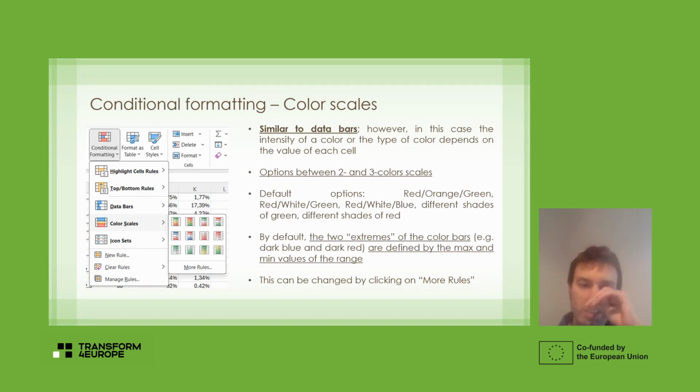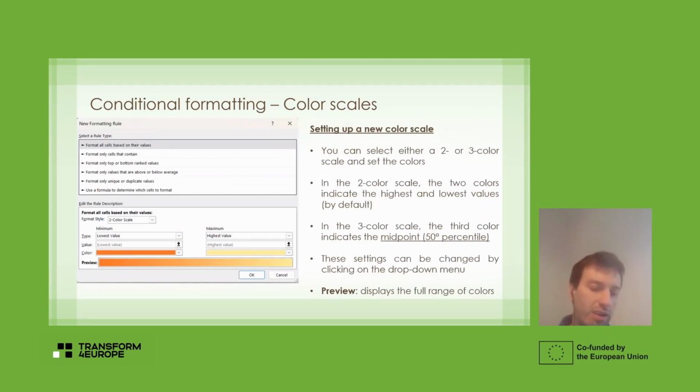Of course, we can change the way the colors are assigned by clicking on more rules under the predefined options that Excel offers. And when we do that, we get to this kind of menu. So as you can see, we can select from the drop-down menu under format style a 2-color scale or a 3-color scale, okay? And we can set the colors from the drop-down menu. In this case, this is one of the preset color scales that goes from red for the lowest value to yellow for the highest value, okay?